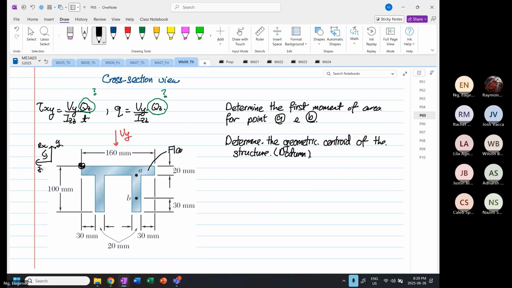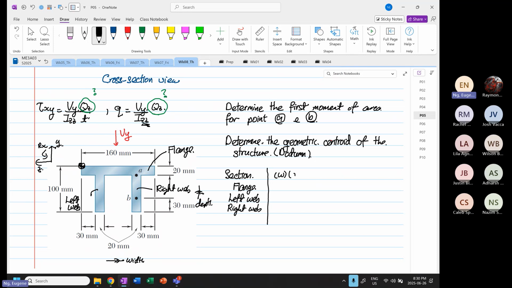So this is our flange. This is our left web. And over here, this is our right web. So we know that Vy, we are going to look at ZZ. We declare that this is our width, and we declare that this is our depth. So in the section, we have our flange, left web, right web, and then we also do our width and depth.